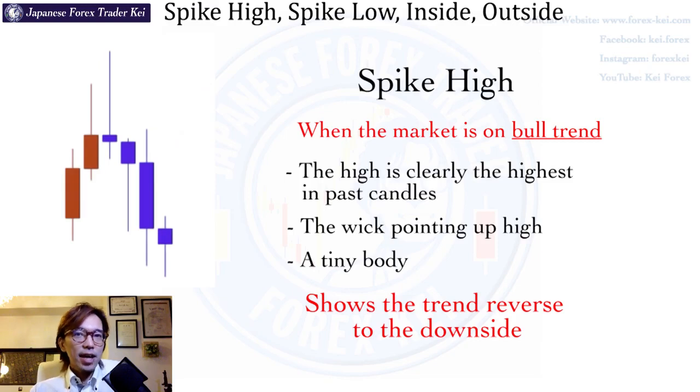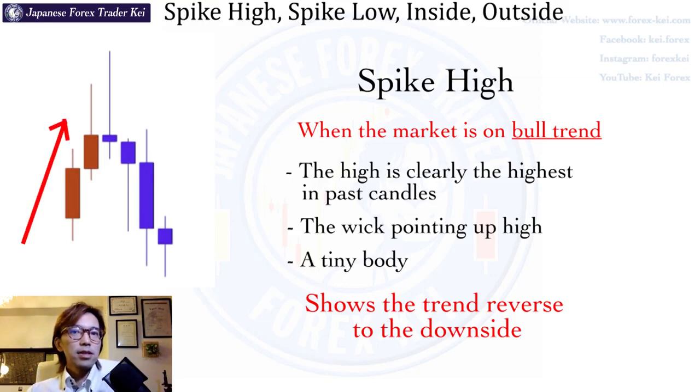It's the spike high. You may already have an idea what it's like, but this one is basically the other way around from the spike low. So this one also has the precondition. When you look for a spike high, always look for it while the market is on a bull trend. And the wick should be clearly pointing up higher than the previous highs. And it shows the strong signal for trend reverse to the downside. So when you look at this chart example, there was an uptrend like this, lower high, higher high.